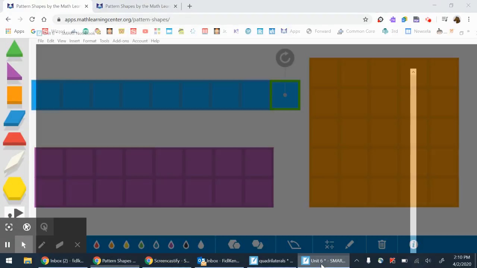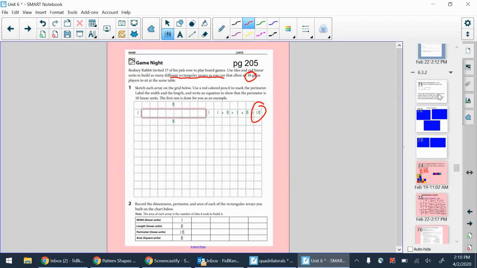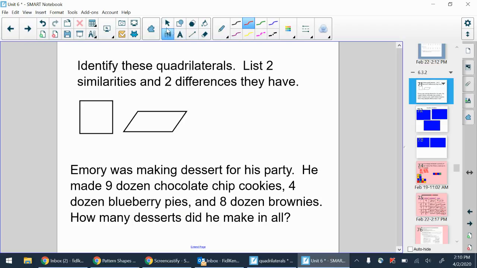All right, the last thing we need to do for our lesson is go over the questions that I gave you at the beginning of our lesson. So if we go back and we identify these 2 quadrilaterals, this one right here is a square, and this one here is a parallelogram. As my students know, this is one of those words that I never know if I'm spelling correctly. I'm always like, where are the double L's?